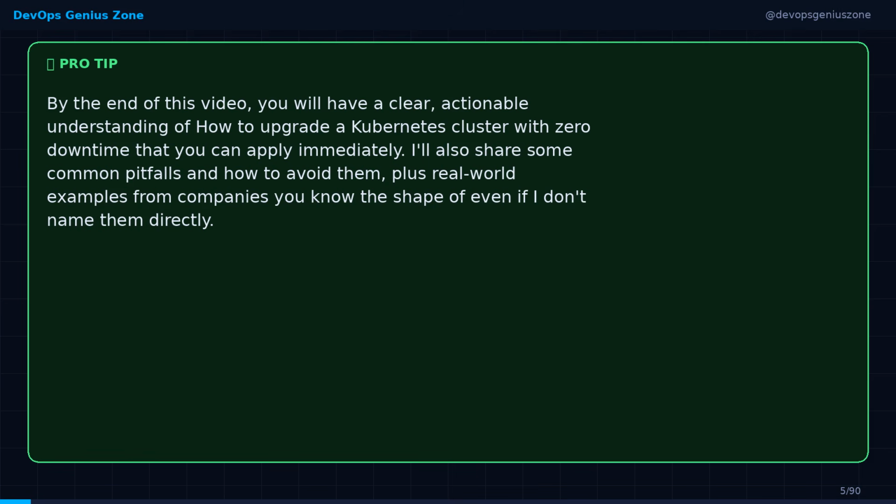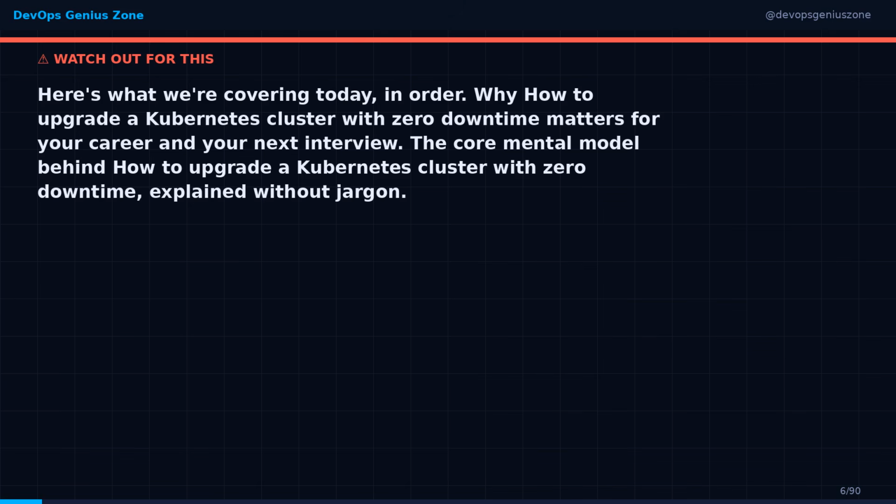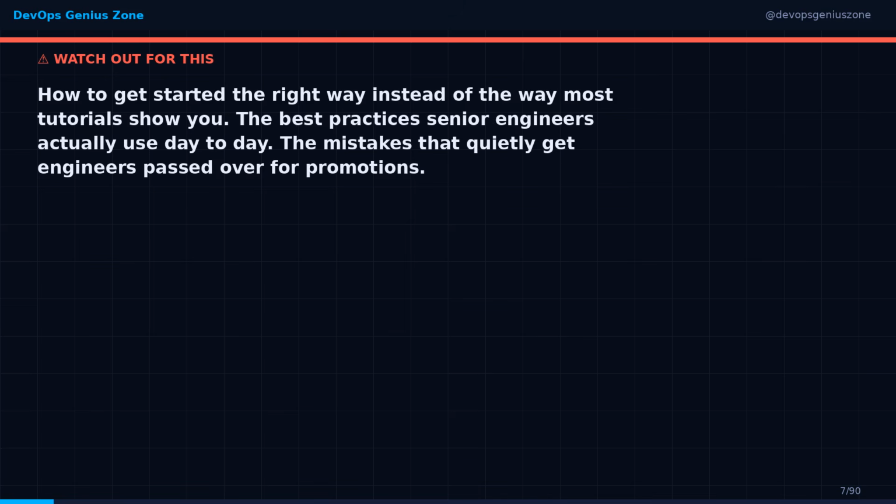Here's what we're covering today, in order. Why how to upgrade a Kubernetes cluster with zero downtime matters for your career and your next interview. The core mental model behind how to upgrade a Kubernetes cluster with zero downtime, explained without jargon. How to get started the right way instead of the way most tutorials show you. The best practices senior engineers actually use day to day. The mistakes that quietly get engineers passed over for promotions. A real-world example with numbers attached.